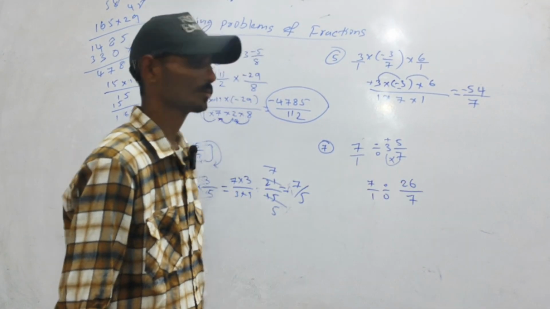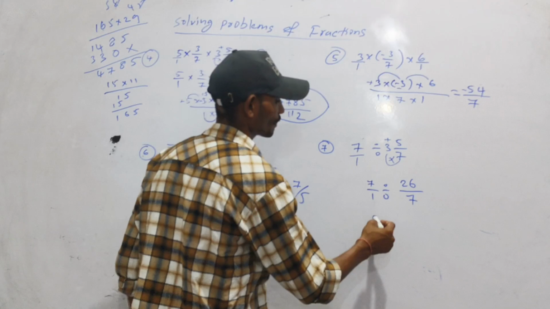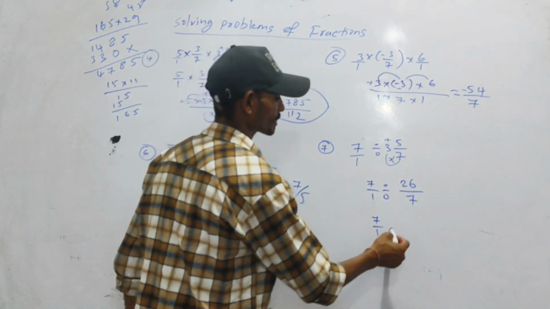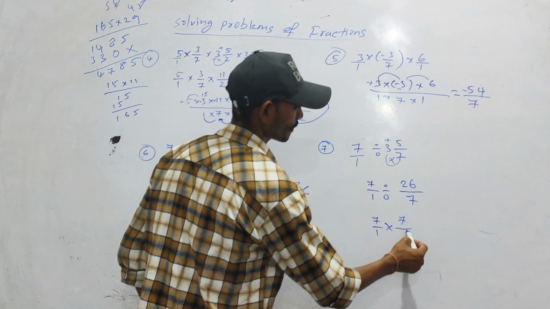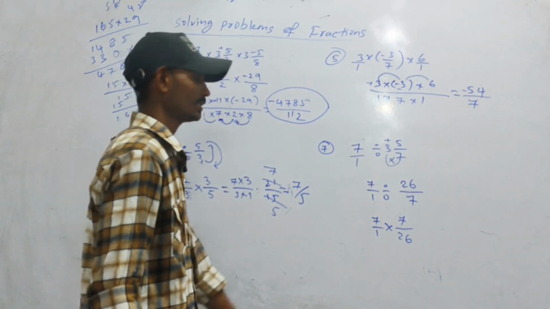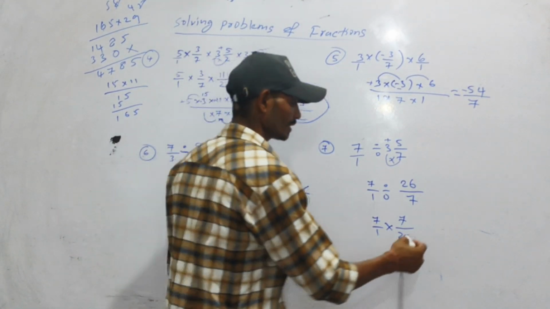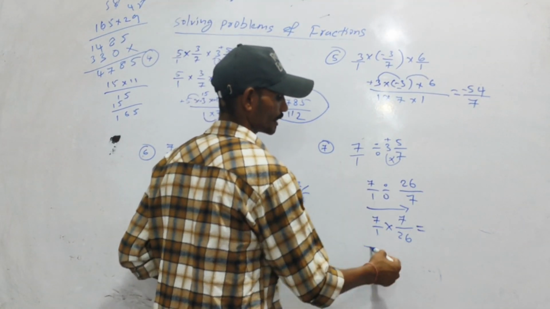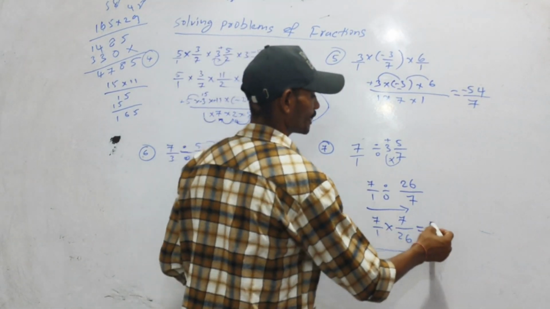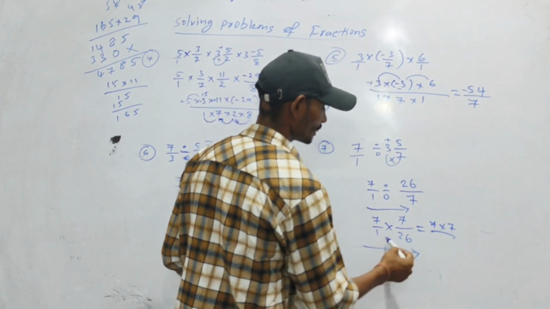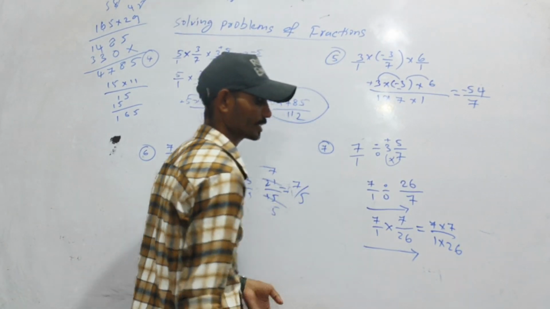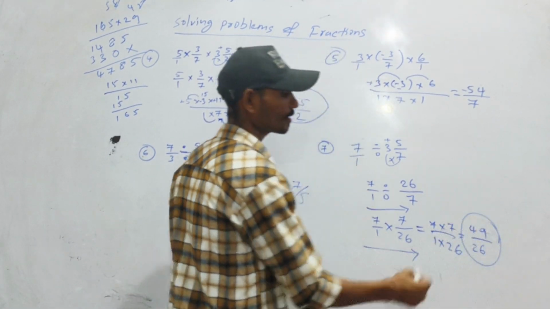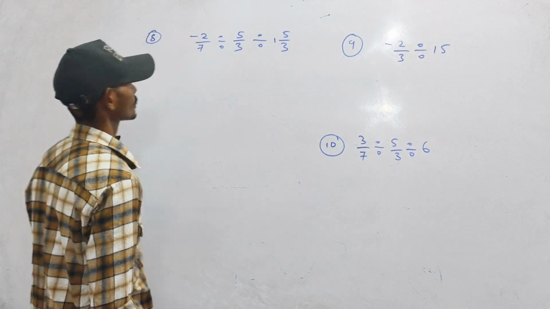In the condition of division of fractions, the first fraction has no need to change, but the second fraction changes with multiplication: numerators become denominators, denominators become numerators. In this condition, this is a multiplication of fractions. In multiplication, directly numerators into numerators, denominators into denominators. Numerators are 7 into 7, denominators are 1 into 26. So 7 7s are 49 by 26. This is the answer. Okay, come to the next problem.